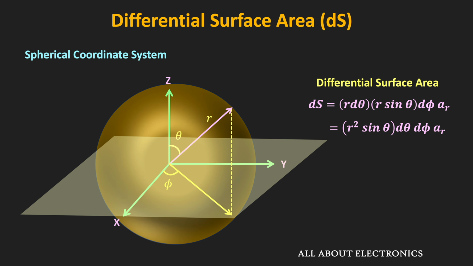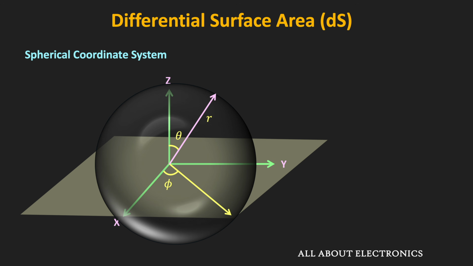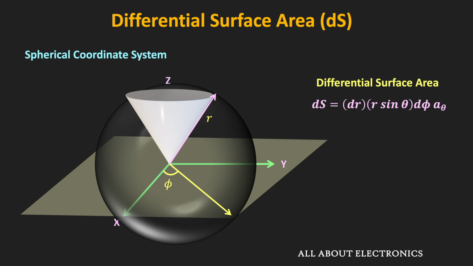Likewise, if we keep the theta constant and change the other two variables, then we will get this conical surface. And the differential surface area for the given surface can be found by multiplying the differential lengths in the r and the phi direction. So we know that the differential length in the r direction is equal to dr, and we have seen that the differential length in the phi direction can be given as r sine theta times d phi. So that is equal to r sine theta times dr times d phi times a theta, because this differential surface will point in the direction of the a theta.